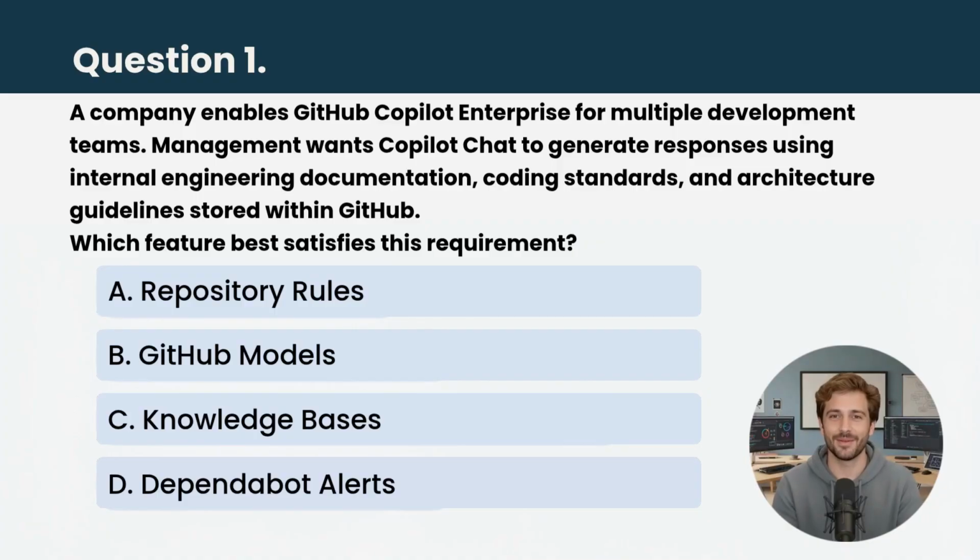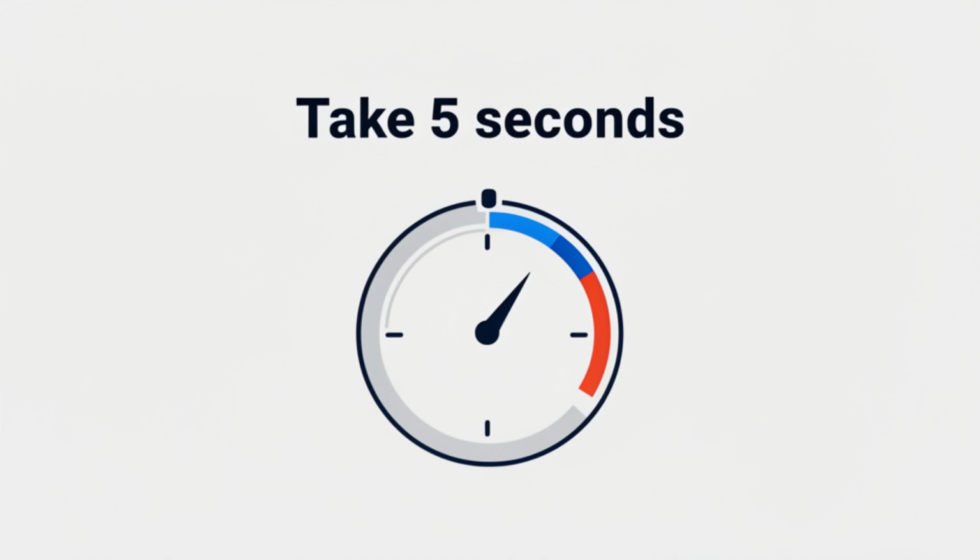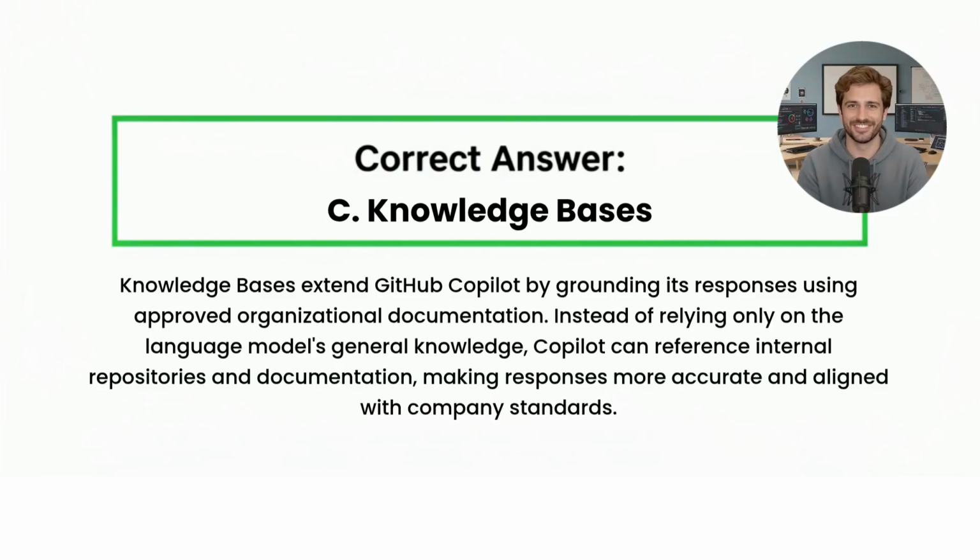A company enables GitHub Copilot Enterprise for multiple development teams. Management wants Copilot Chat to generate responses using internal engineering documentation, coding standards, and architecture guidelines stored within GitHub. Which feature best satisfies this requirement? A. Repository rules. B. GitHub models. C. Knowledge bases. D. Dependabot alerts. Take 5 seconds before answering. The correct answer is C.